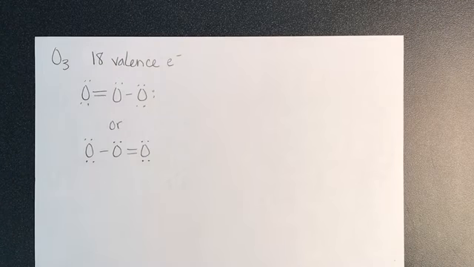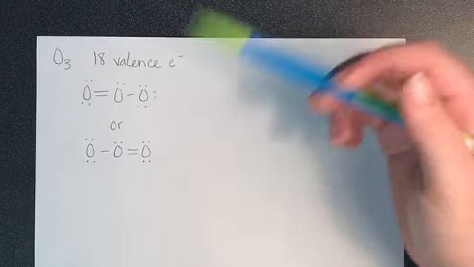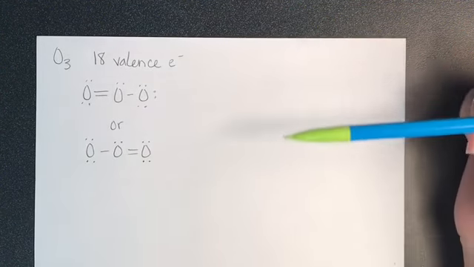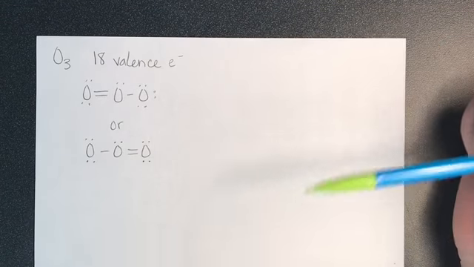The last molecule that we will look at will be O3. O3 has 18 valence electrons, and this molecule displays resonance, which means that there are multiple ways to draw the Lewis structure, as you can see here. Both of these structures contain 18 valence electrons, so either one could work.